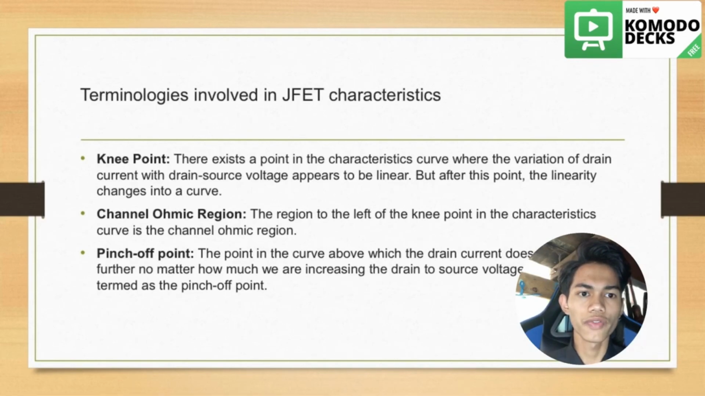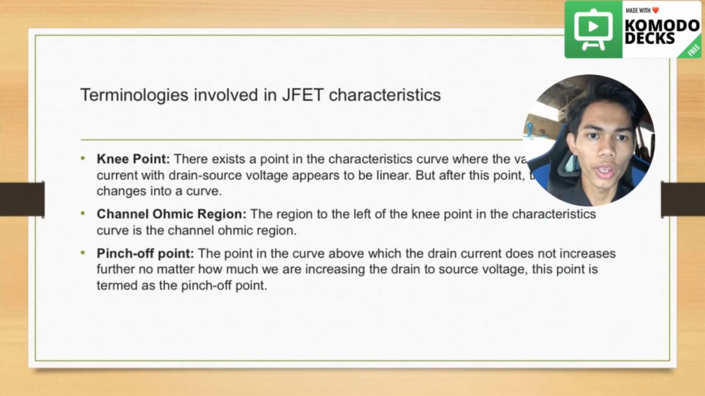Terminologies involved in JFET characteristics. Knee point: there exists a point in the characteristic curve where the variation of drain current with drain source voltage appears to be linear, but after this point, the linearity changes into a curve. Channel ohmic region: the region to the left of the knee point in the characteristic curve is the channel ohmic region.